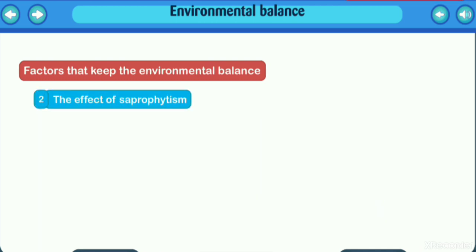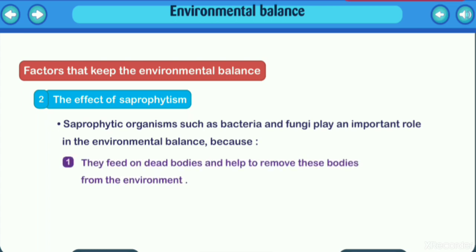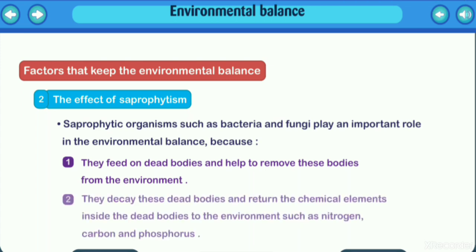Two, the effect of saprophytism. Saprophytic organisms such as bacteria and fungi play an important role in the environmental balance because, number one, they feed on dead bodies and help to remove these bodies from the environment. Two, they decay these dead bodies and return the chemical elements inside the dead bodies to the environment, such as nitrogen, carbon, and phosphorus.